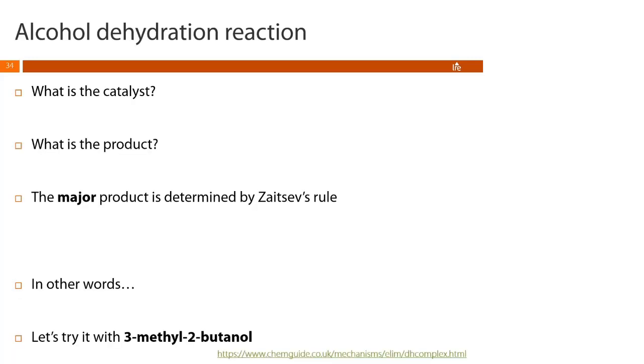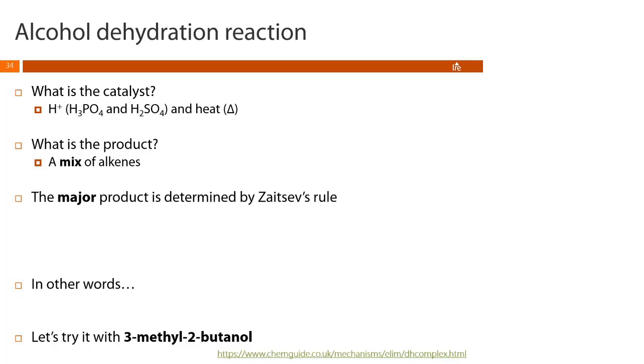Okay, so our last reaction for today is the alcohol dehydration reaction. So this is essentially going to be the reverse of an alkene hydration reaction. So we're still going to need an acidic condition, but to drive this reaction in the opposite direction, we need to add heat. And just like all the other reactions we talked about today, we're going to get a mix of products. This time we're going to get a mix of alkenes. And we're going to determine our major product using Zaitsev's rule.